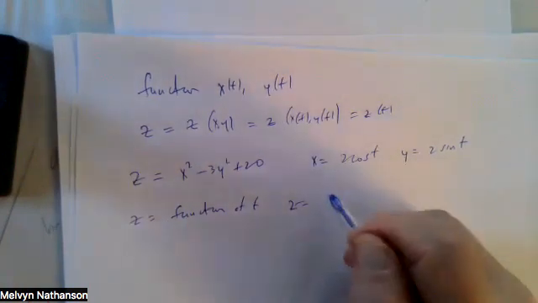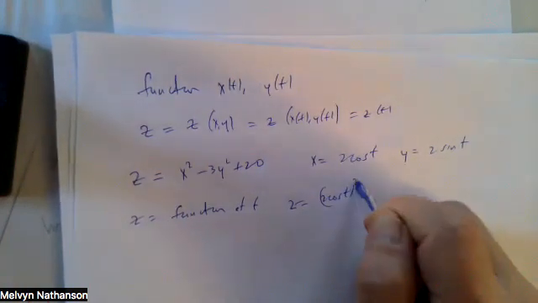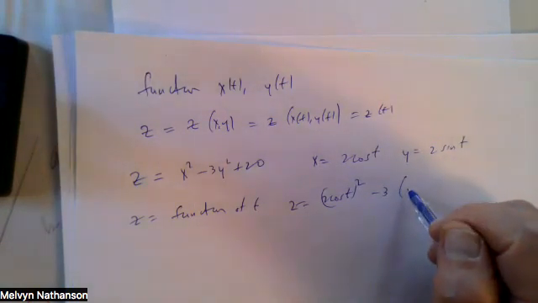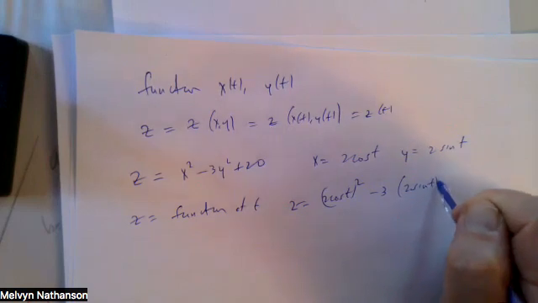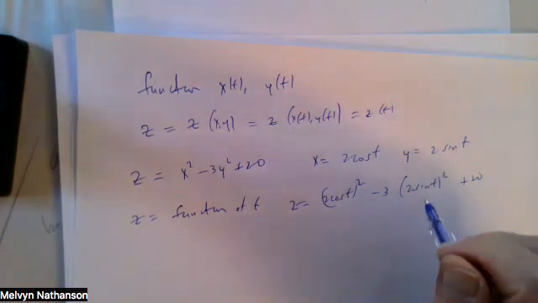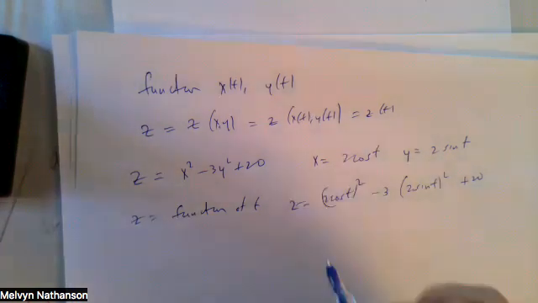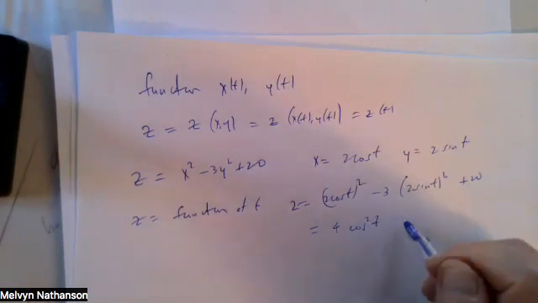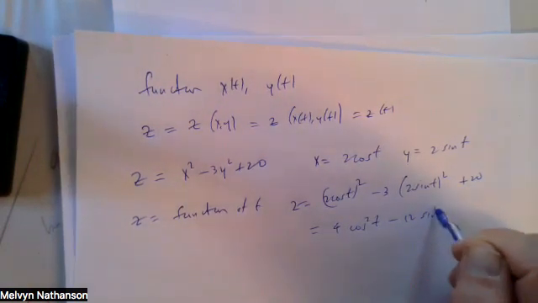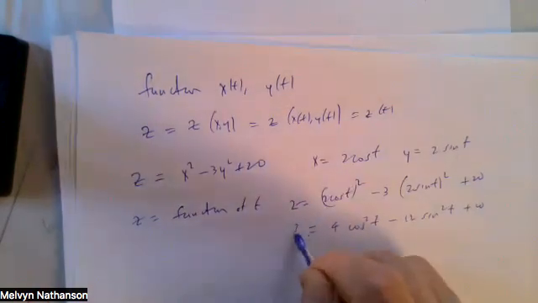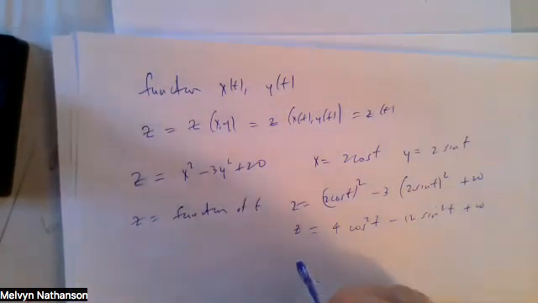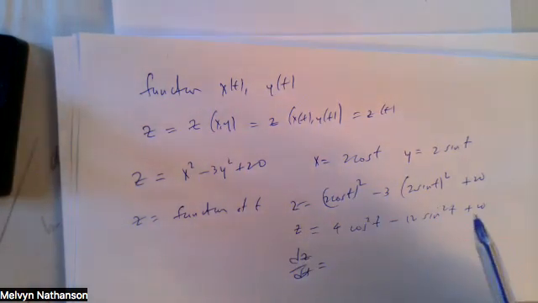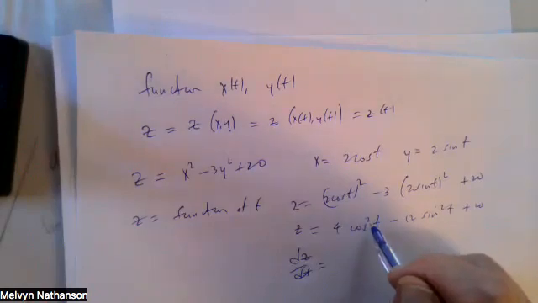Z is equal to x squared, 2 cosine t squared, minus 3y squared, minus 3 2 sine t squared, plus 20. Which, if you wanted to write it out, would be 4 cosine squared t minus 12 sine squared t plus 20. So you could just write dz dt and just differentiate this with respect to t. And if you do that, let me just do it for the record.